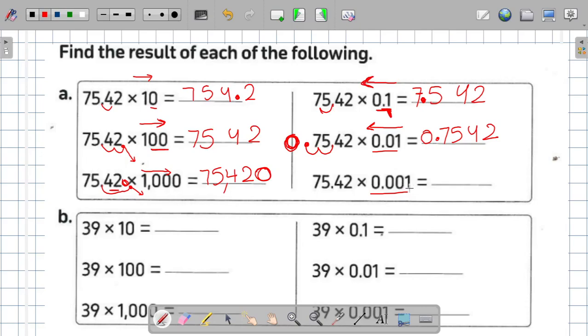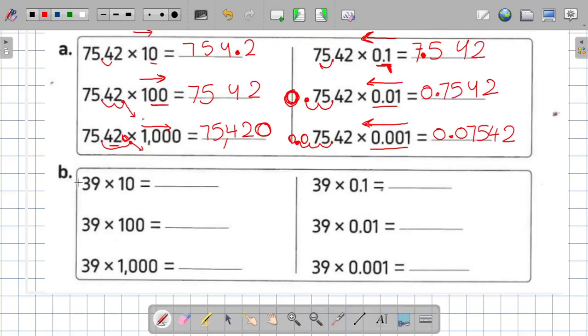Okay, next I want to multiply by 0.001 or 1000th, and I will move the decimal point 3 places to the left. But here I have two digits. So I will put some zeros to help me to get the answer. So I will put 2 zeros. Okay, so 1, 2, 3 places, and the point will be here between two zeros. So I will put the answer like this: 0.0754 and 2.